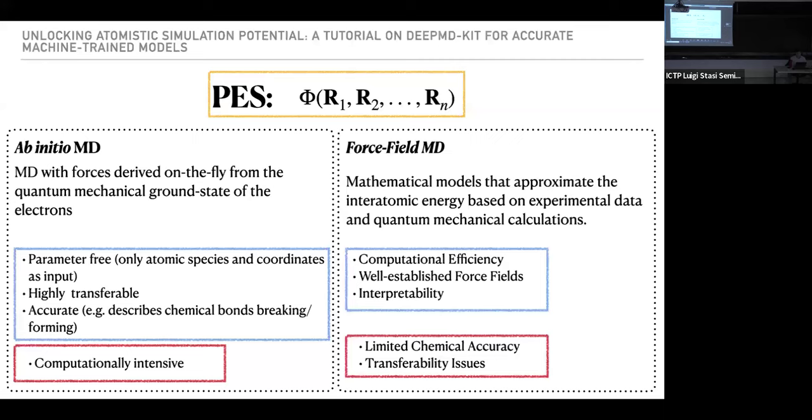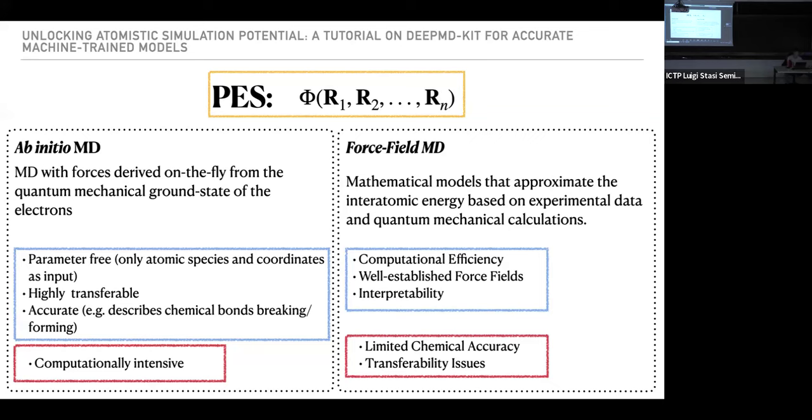But the cost that you have to pay is that this approach is computationally very intensive, and this limits the length of the simulation that you can perform. So you cannot really go beyond 100 picosecond simulations, and also the size of the system is limited to hundreds of atoms.